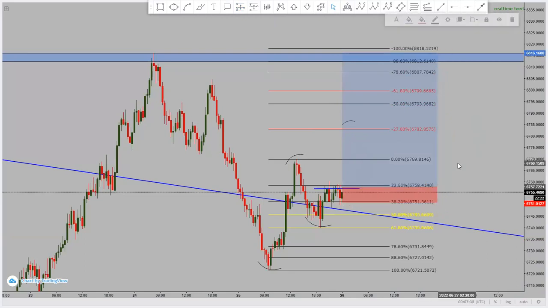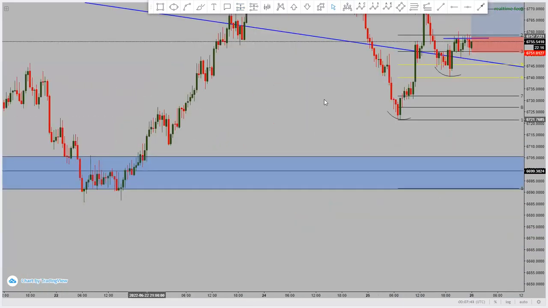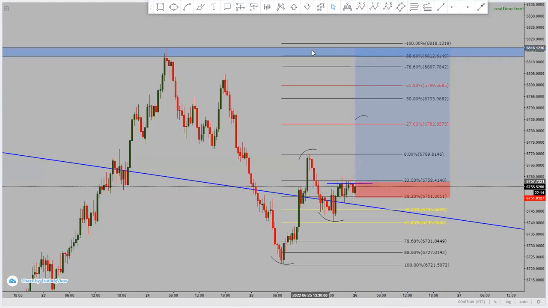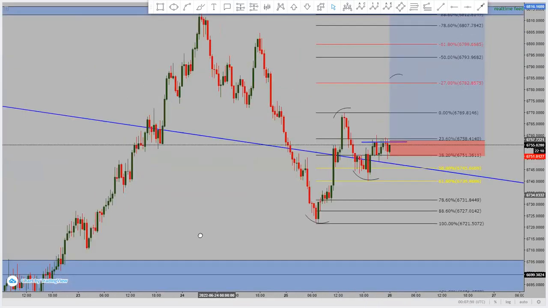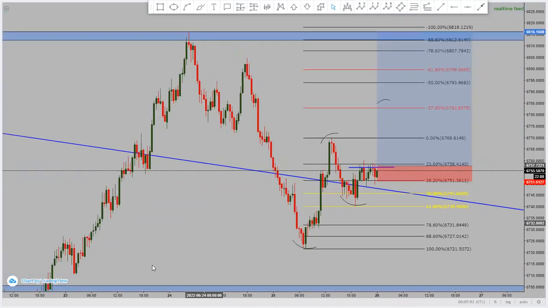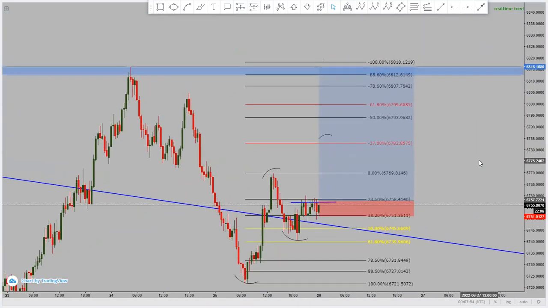In a range, we expect price to go back to the top of the range. So here we're coming from the bottom of the range. This is the bottom of the range. This is the top of the range. That is the target. From the bottom, we go to the top.